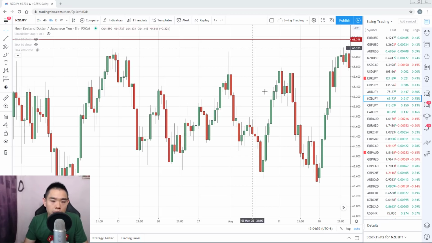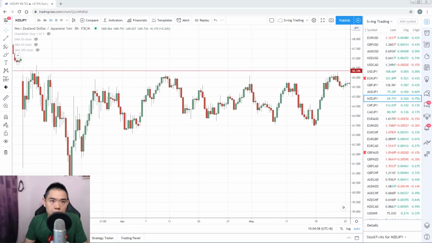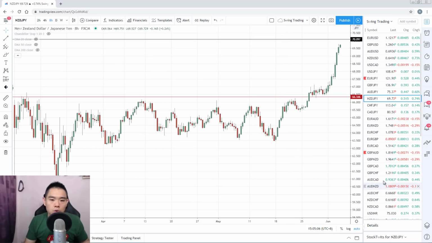So I went short, and as you can see, the price pretty much went a little bit in my favor over here, before it actually exploded up higher and I got stopped out for a loss. So, a couple of lessons here.